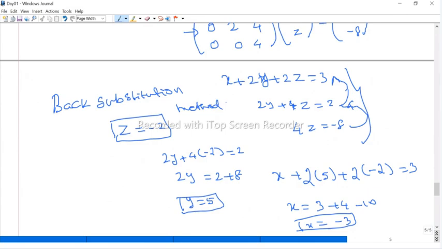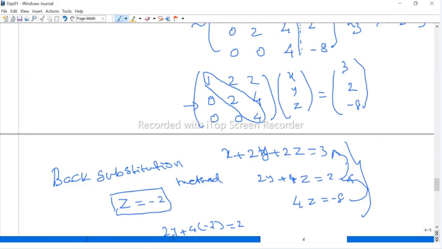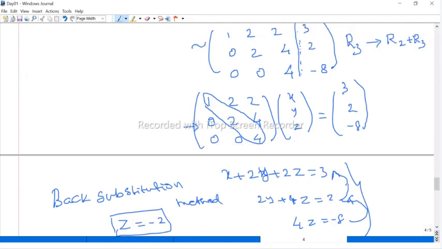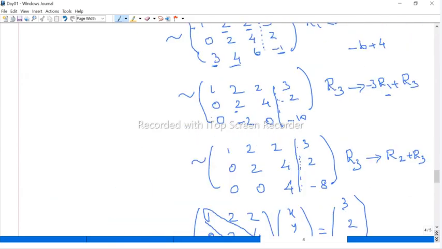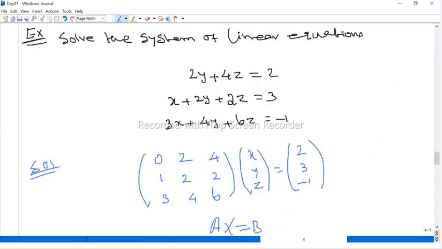Actually what we are doing here is getting upper triangular matrices, where below the diagonal are zeros, and we use the back substitution method. Sometimes the entries above the diagonal may be zero, and then we use the forward substitution method. So these are the basic things. This is a square matrix, where the number of variables and the number of equations are equal: three equations and three unknowns.